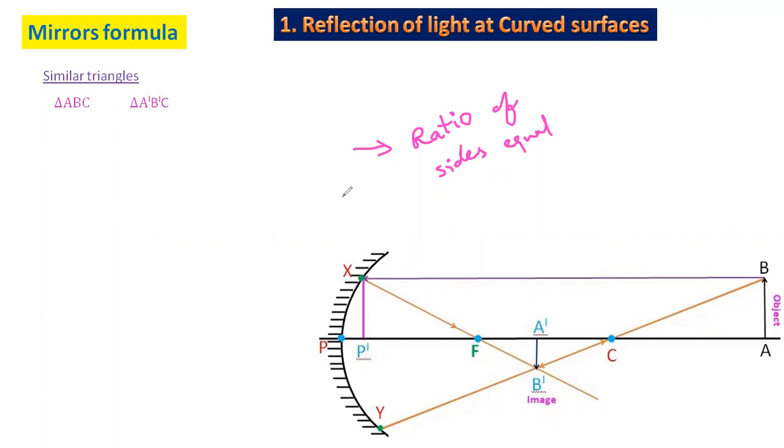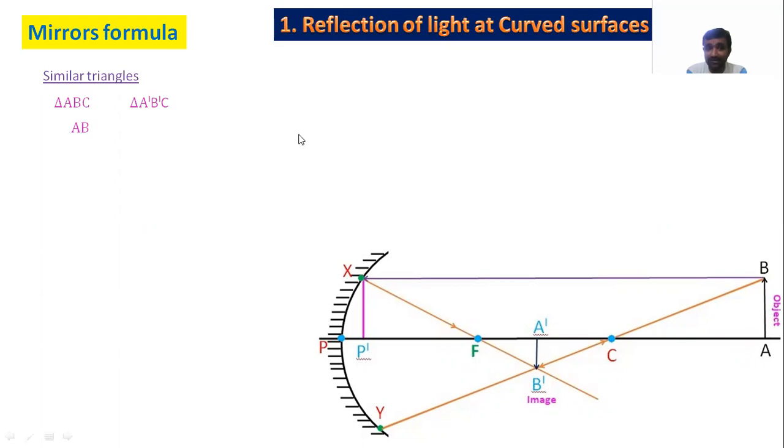What sides? Corresponding sides. The ratio of corresponding sides is equal. So for that, here in the triangle, I am selecting the base. Sorry, it's a vertical line, or a height. What is the height in that triangle? AB is the height, right? So what is its corresponding side in the opposite triangle? That is A dash B dash.